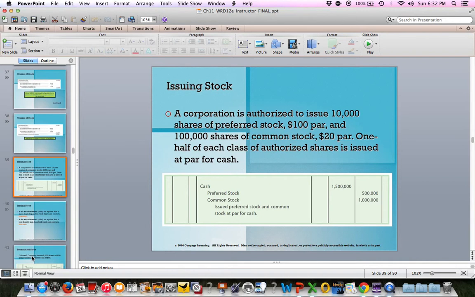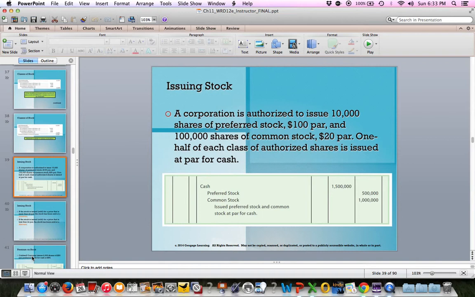When a company issues stock, it says here a corporation is authorized to issue 10,000 shares of preferred stock at $100 par and 100,000 shares of common stock at $20 par. 1/2 of each class authorized is issued at par for cash. So we're authorized to issue several thousand shares. We don't have to issue them all at once. We can wait. We can issue just some of them now and some more later on.